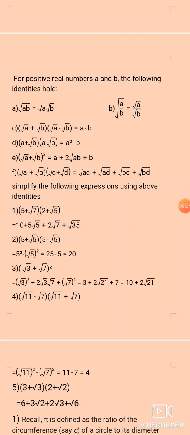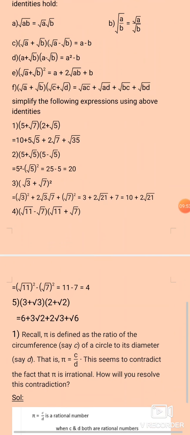Now simple question. Next one also the same. 3 plus root 3 into 2 plus root 2. A plus b into c plus d you can apply. So 3 into 2, 6, plus 3 into root 2, 3 root 2, plus 2 into root 3, plus root 3 into root 2 is what? Root 6. Now no like terms are there, keep it in that way.